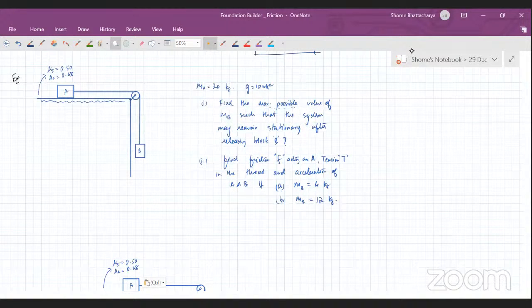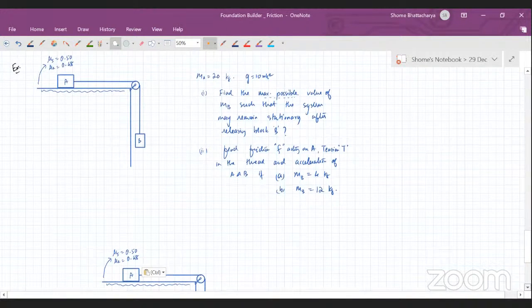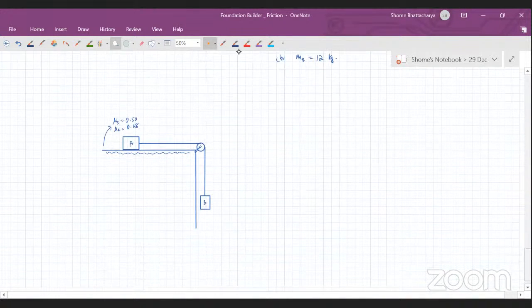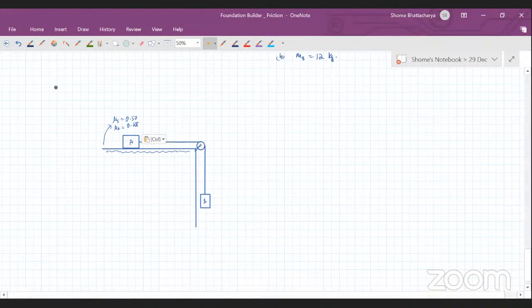Yes, Ruksar, very good. The answer to the first part is correct. Yes, Kunj, very good, correct.